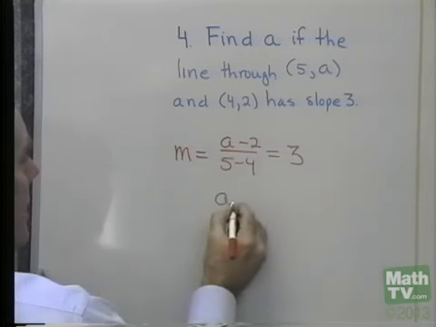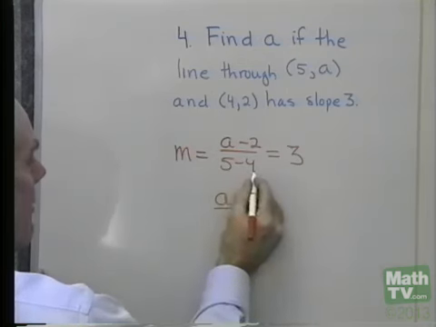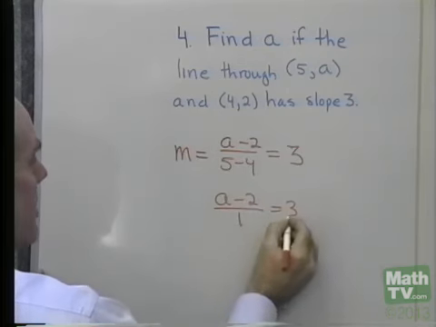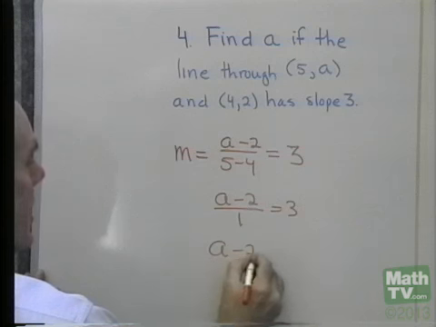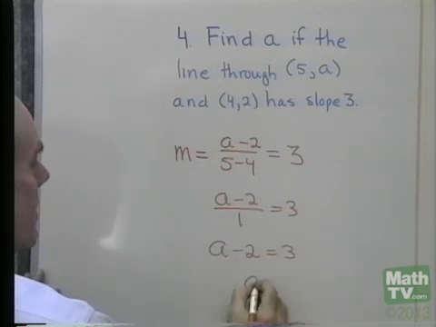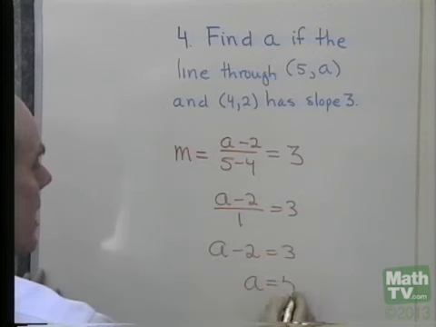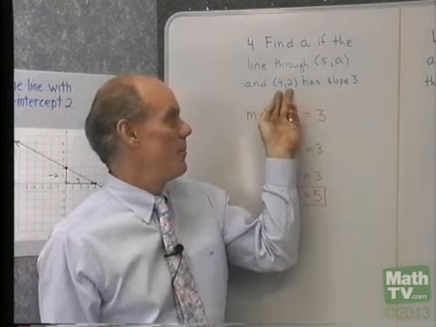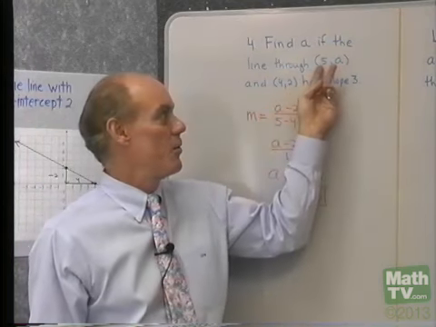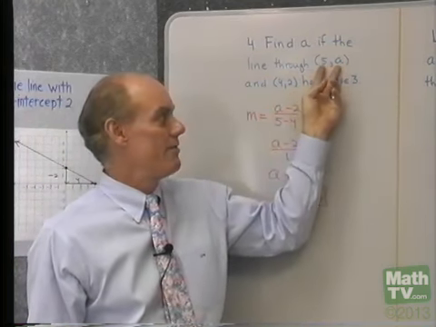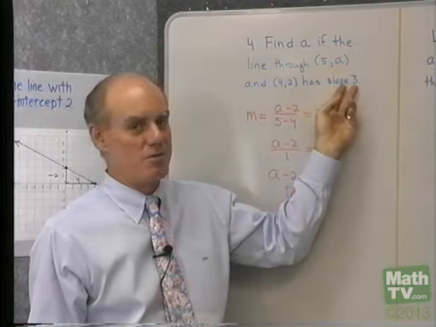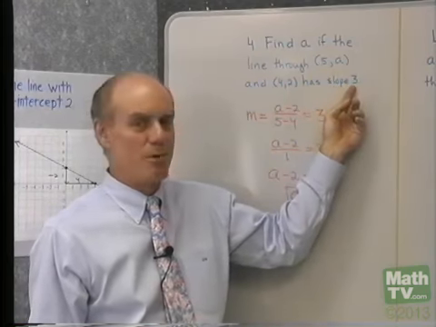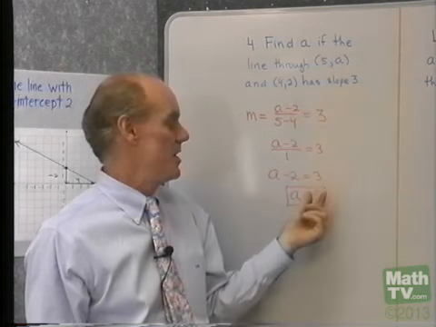So I end up with A minus 2 divided by 5 minus 4, which is 1, is equal to 3. That's A minus 2 is equal to 3. So if I add 2 to both sides, I get A is equal to 5. So if I have this point right here, (4, 2), and another point, (5, A), the way I have to fill in A so that the line that goes between these 2 points has a slope of 3 is that A has to be equal to 5.